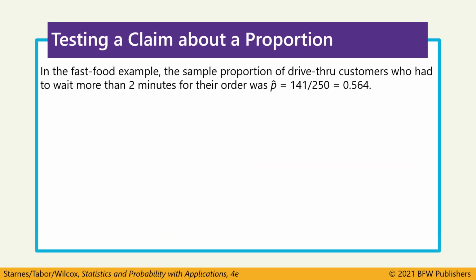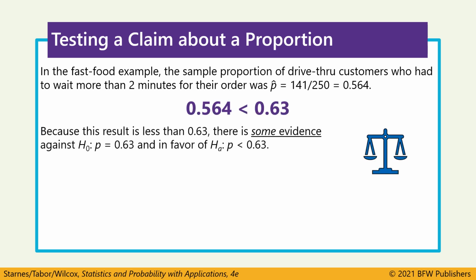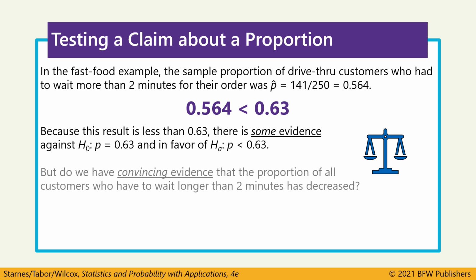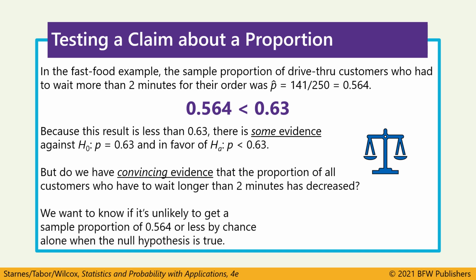So now we're going to take a closer look at our sample result, our p-hat. We have a p-hat of 0.564. That's less than the 63% historical proportion of people who have to wait too long for their food. So it's giving us some evidence that this worker is effective in reducing the proportion of people who have to wait too long. However, is it convincing evidence? Is this a result that would be unlikely to happen by chance? Now, that's under the assumption that the null hypothesis is true.